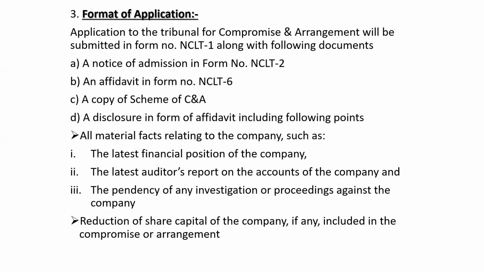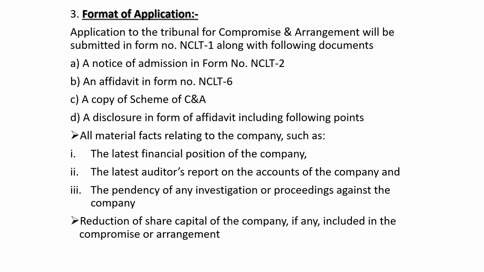Now, what is the format of application? Application has to be made to the tribunal for compromise or arrangement in form number NCLT 1 along with the following documents: a notice of admission in form number NCLT 2, an affidavit, copy of the scheme of compromise or arrangement, disclosure in form of affidavit including the following points: all material facts relating to the company, such as the latest financial position of the company, the latest auditor's report on the accounts of the company, and pendency of any investigation or proceedings against the company.